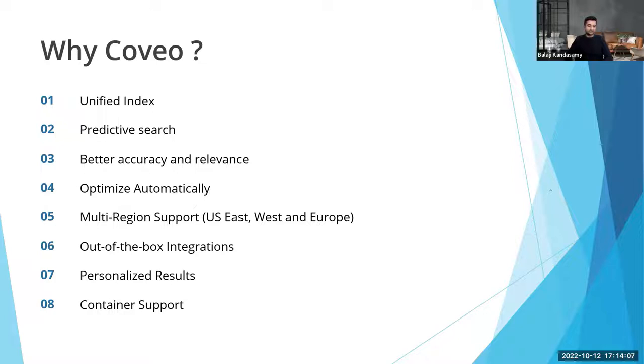A lot of out-of-the-box integration. Coveo is not specific to Sitecore. It is being used in a lot of other platforms as well, like Adobe or WordPress, and on any website you can integrate Coveo easily. Personalized results. This is something related to the XDB. You can have personalized results specific to those users. It's also supported. And last but not least, they do support containers. Recently, they don't have an official image yet, but they do support Docker containers and AKS hosting for Coveo.